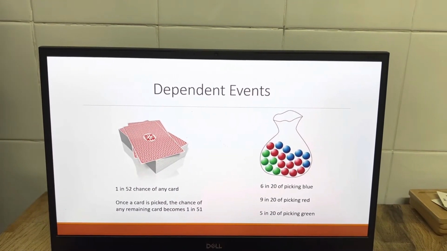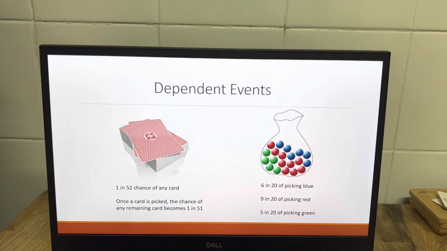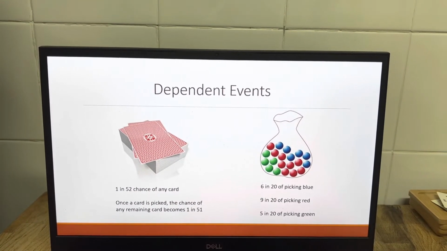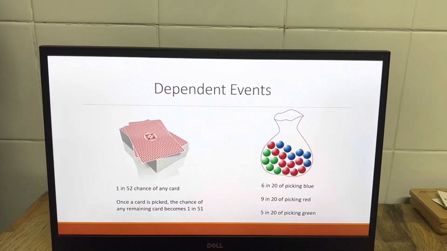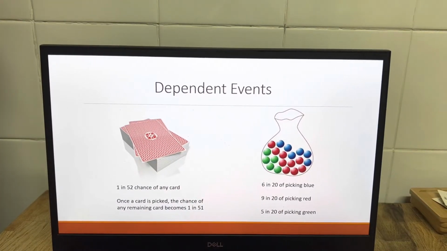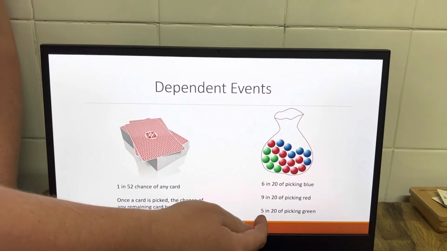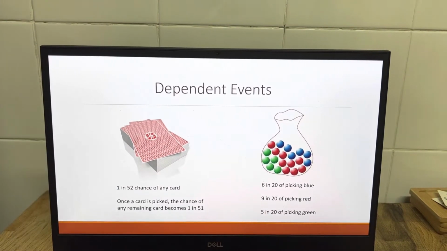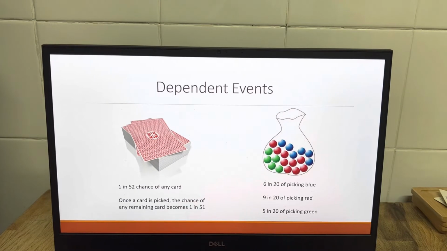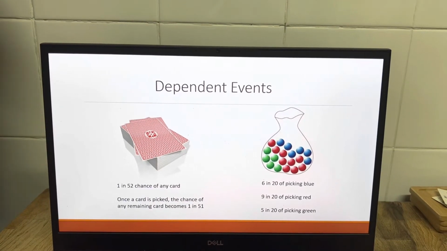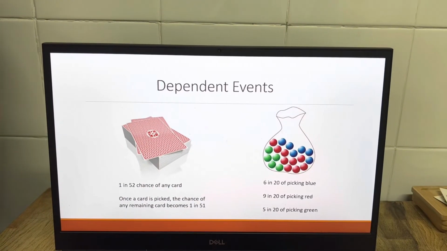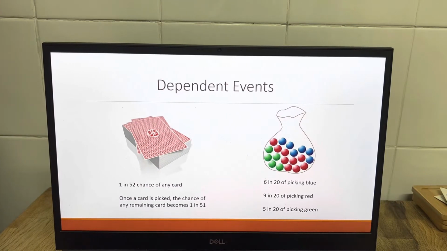In my other example, if you've got a bag full of differently coloured marbles and you pick out a green one, there's a 5 in 20 chance of that happening. And then the next time you pull, the chance of you picking out a green marble will be 4 in 19 because the total number of marbles has decreased by 1 and the number of green marbles has also decreased by 1. So those two events have an influence on each other's probabilities.